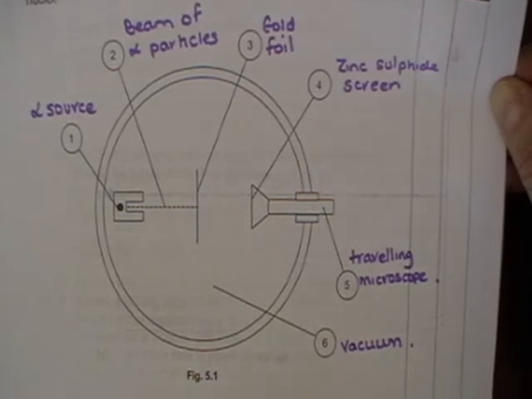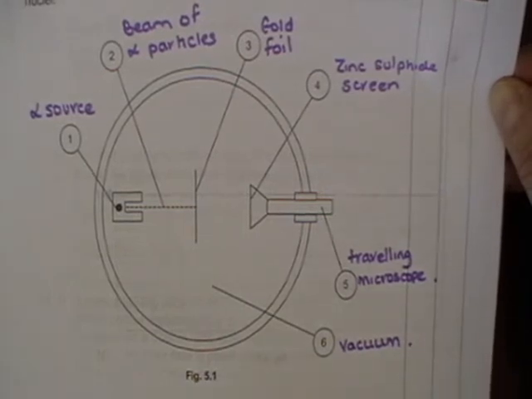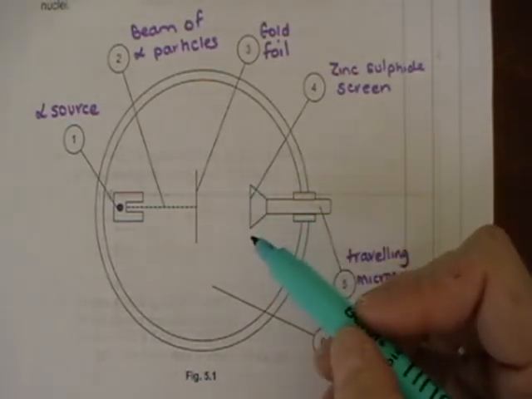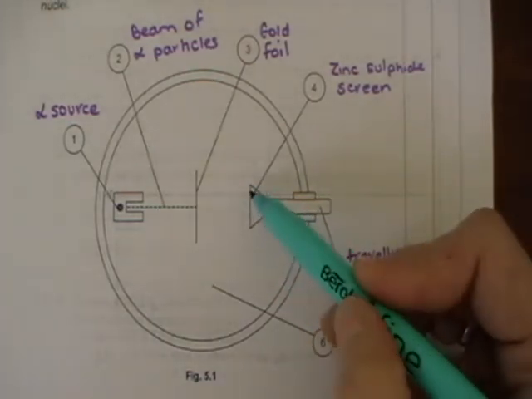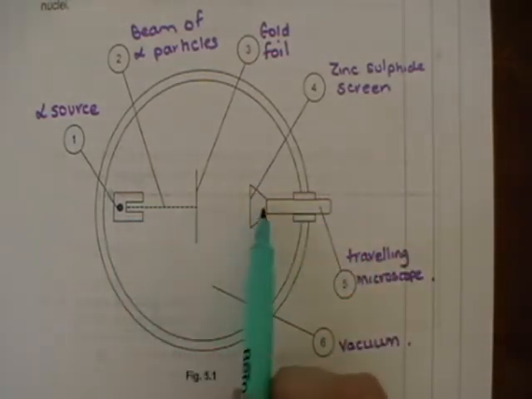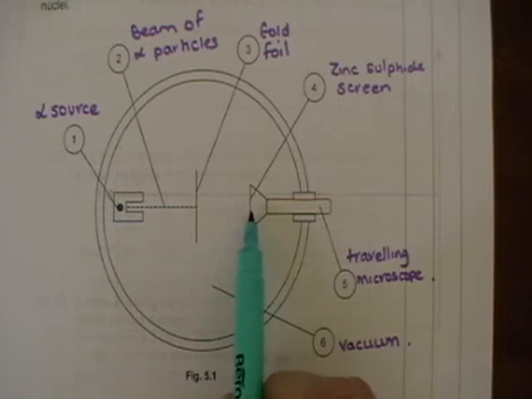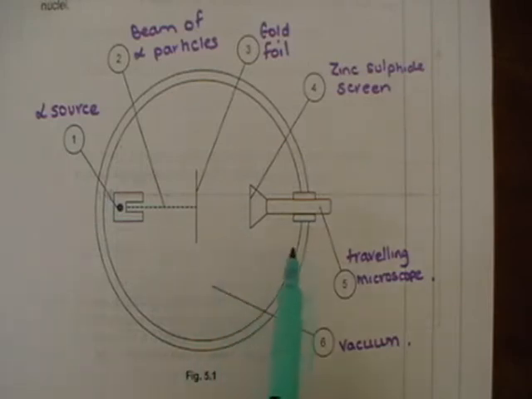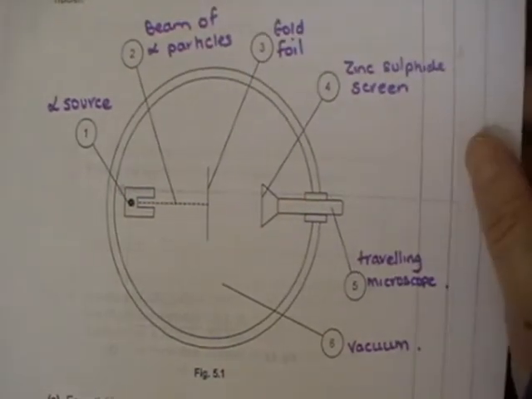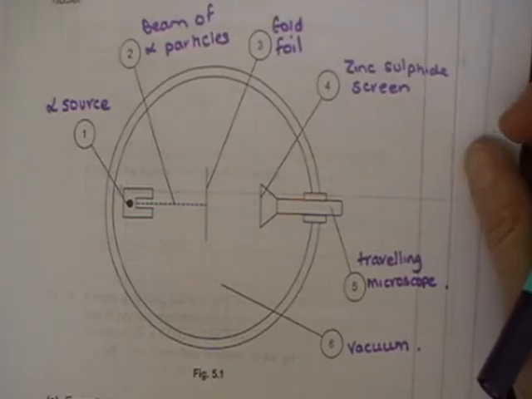Part B, state the function of item 4 and describe briefly how it operates. So item 4 is the zinc sulfide screen. What happens is when the alpha particles pass through the gold foil and hit it, they cause excitation of electrons within the material, moving up to upper levels. When they come back down to their level again, they give out energy in the form of light. And so they cause what are called scintillations, just wee sparks of light. And they were picked up then by the travelling microscope.